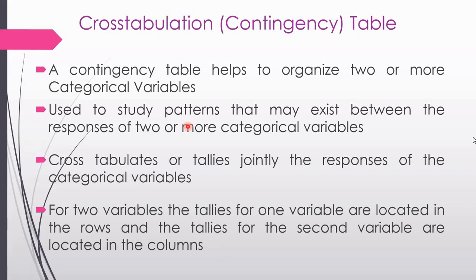In this contingency table, it cross-tabulates or tallies jointly the responses of the categorical variables. That is why we say cross-tabulations. We are looking at the tallies where the row and the column intersect. That is a joint tally, right? For two variables, the tallies for one variable are located in the rows, and the tallies for the second variable are located in the columns. Where the row and the column intersect, that is a joint tally, right?